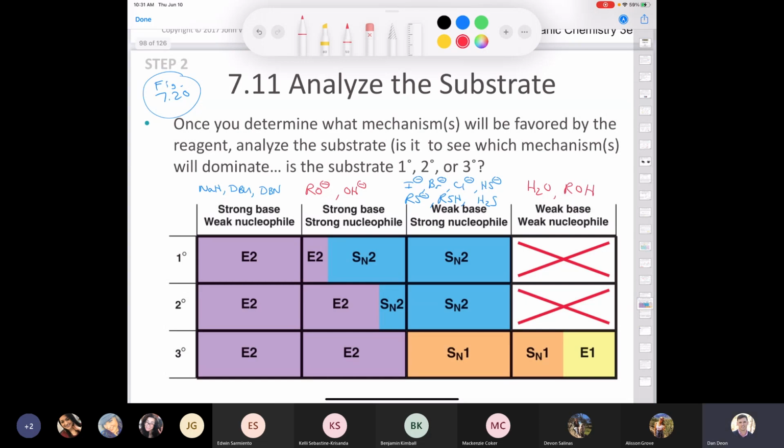So there you go. And so let's say you had a secondary substrate. That's kind of where we started off. I think that was the first thing that we looked at, right? And we said, okay, we had a secondary alkyl bromide. We treated it with sodium hydroxide. Well, what did we get?